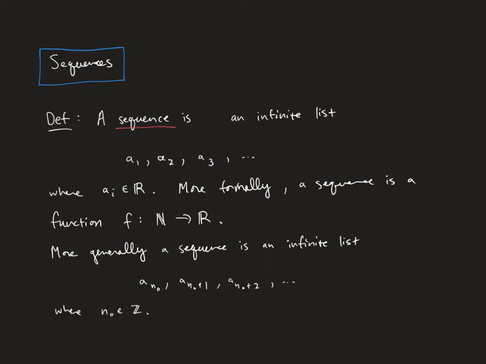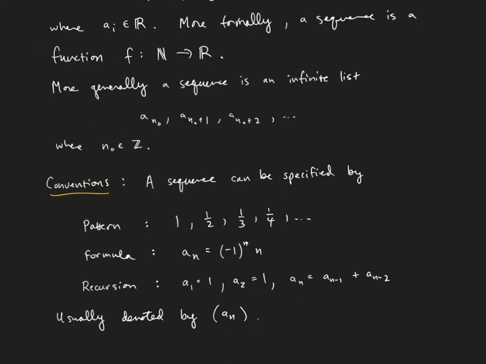Okay, so sometimes sequences might start with a0, a1, a2, right? So I just have to allow for that. But this is a basic idea, just an infinite list. Okay, and so just some quick conventions. You can specify a sequence by some obvious pattern, a formula that tells you what the nth term is in terms of n, or perhaps a recursion, a way to generate the sequence.